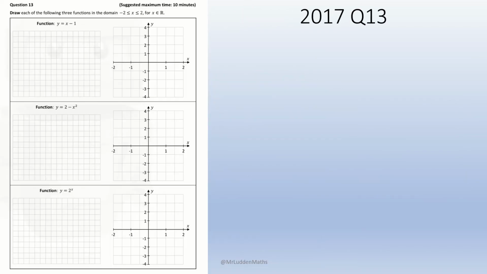Okay, 2017 question 13 asked us to draw each of the following 3 functions in the domain -2 is less than or equal to x, and x is less than or equal to 2 for all x is an element of R. I find even before people look at the functions here, they get tripped up on that very first part. So I'm just going to spend maybe a minute talking through what each of the words here means and what this will mean for future questions as well.